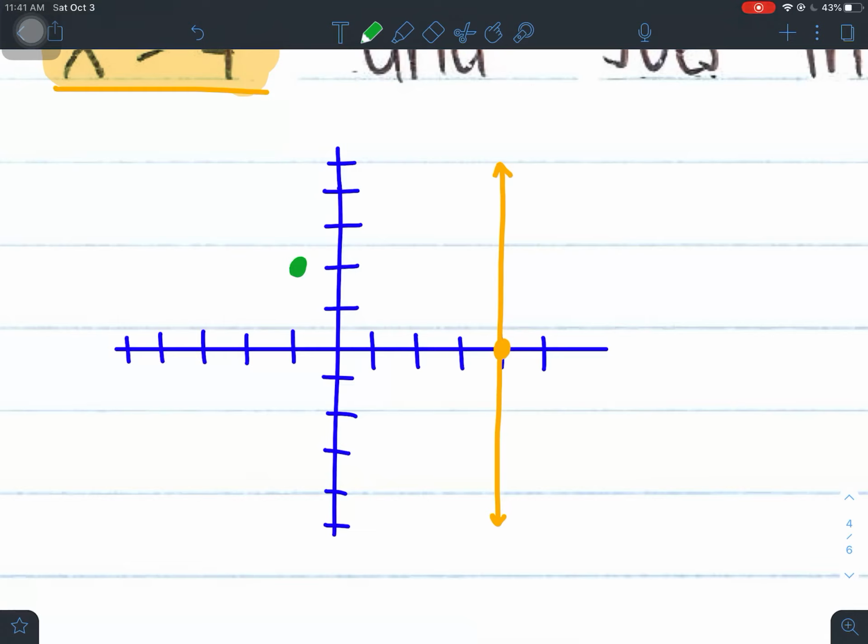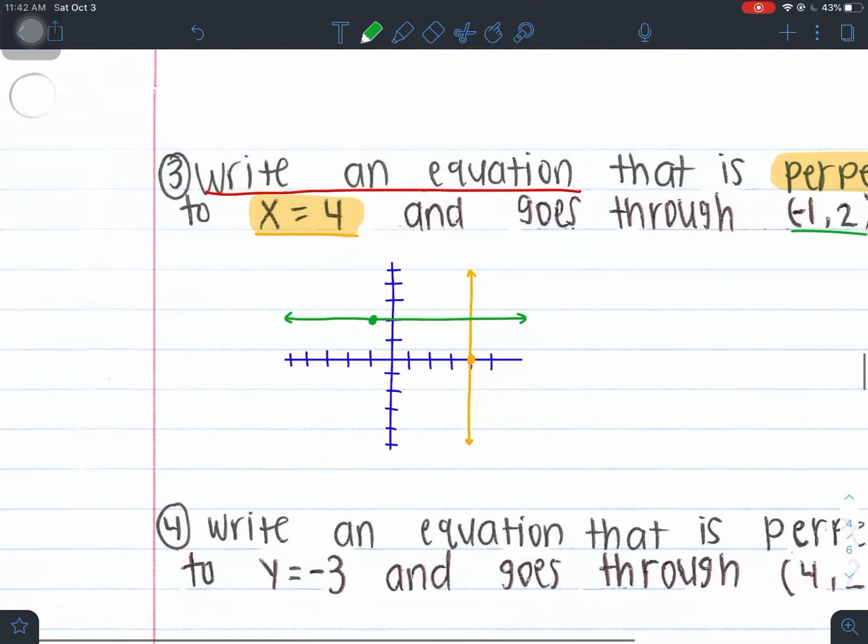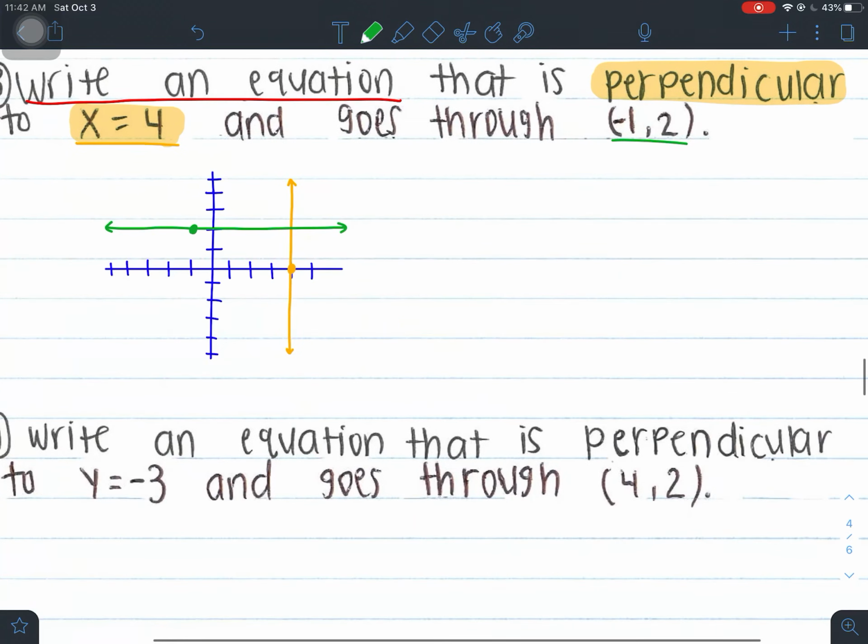So if I want to make it perpendicular, do I want it to intersect? Yes. So when I make this line, should the line through the green go up and down or left to right? It should go left to right. It should cross. We want it to be perpendicular to the yellow line. We want it perpendicular to that yellow line that's going up and down. We want it perpendicular because it tells us perpendicular. And then we want it to go through that green point.